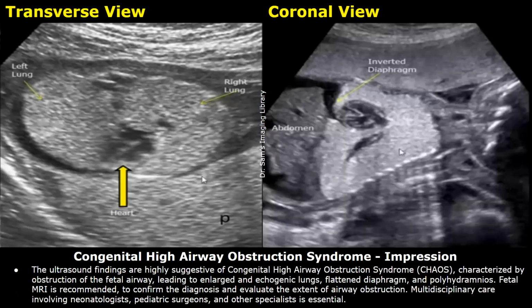Here is the impression. The ultrasound findings are highly suggestive of CHAOS, characterized by obstruction of the fetal airway, leading to enlarged and echogenic lungs, flattened diaphragm, and polyhydramnios. Fetal MRI is recommended to confirm the diagnosis and evaluate the extent of airway obstruction. Multidisciplinary care involving neonatologists, pediatric surgeons, and other specialists is essential.